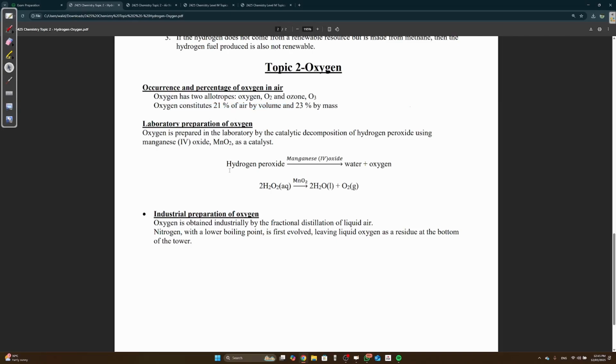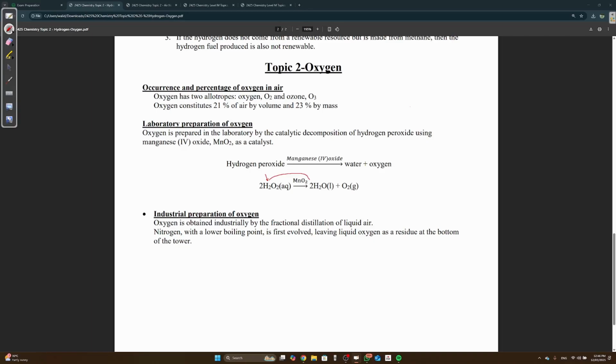How is oxygen prepared? They ask this a lot. It came in the CA command. You should know which one is lab and which one is industrial. In the lab, oxygen is prepared by the catalytic decomposition of hydrogen peroxide using manganese oxide as a catalyst. Hydrogen peroxide is H2O2.